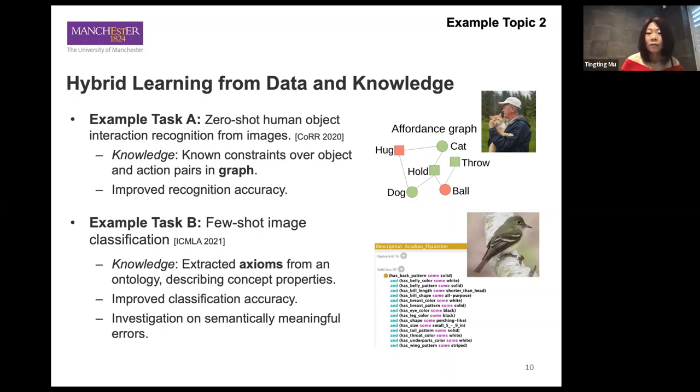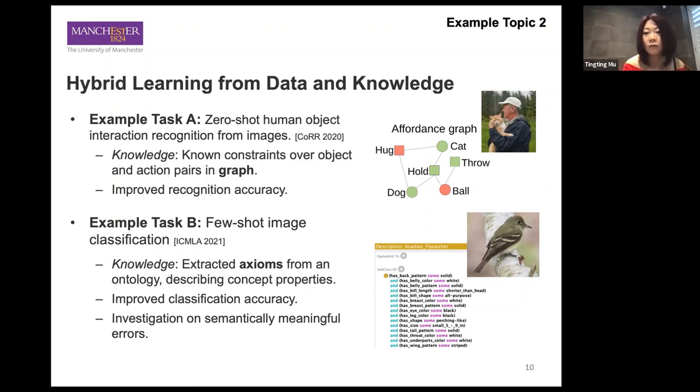So we work under the zero-shot learning setup. This setup means that when you train your model, you don't feed the model any label information regarding that interaction. To achieve this, we construct constraints over the object and action pairs and use them as our knowledge.